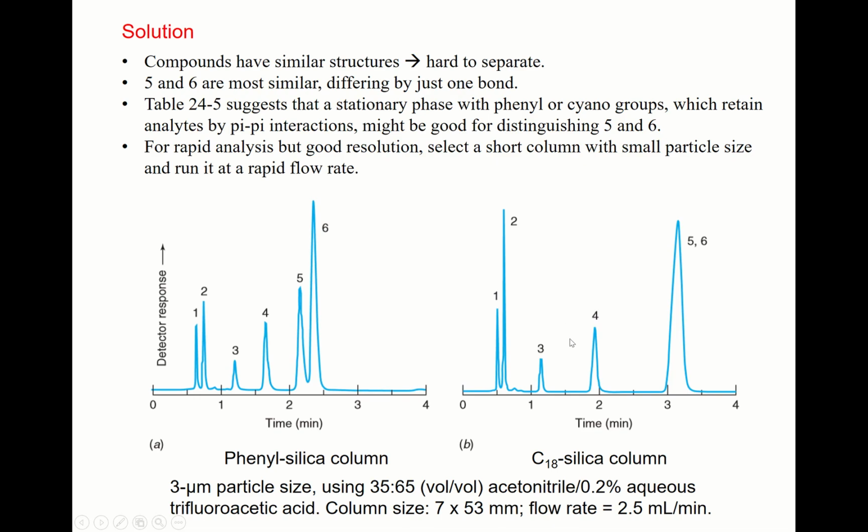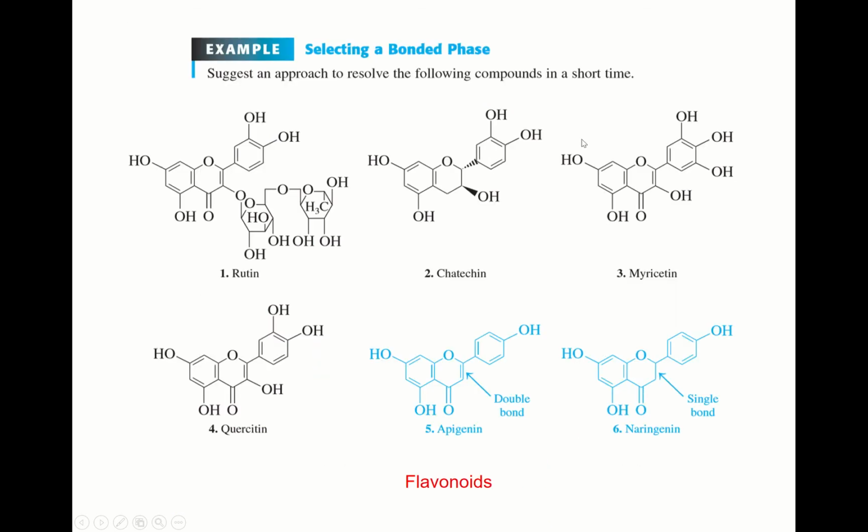Here is a solution. These compounds have similar structures and are hard to separate. Especially compounds 5 and 6 are almost the same, differing by just one bond. So we have to look up the table. Table 24-5 suggests that a stationary phase with phenyl and cyano groups, which retain analytes by pi-pi interactions, might be good for distinguishing 5 and 6. What does that mean?